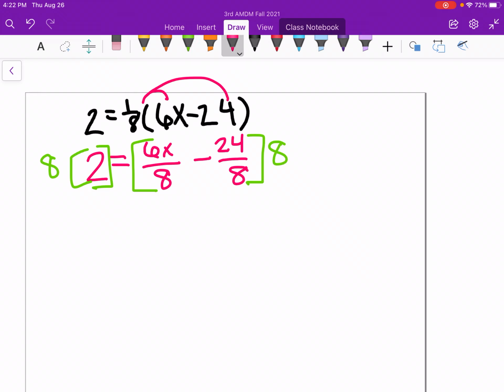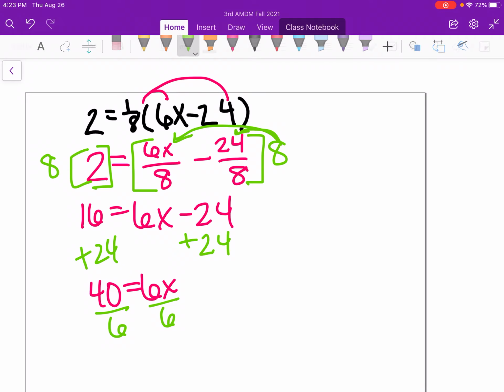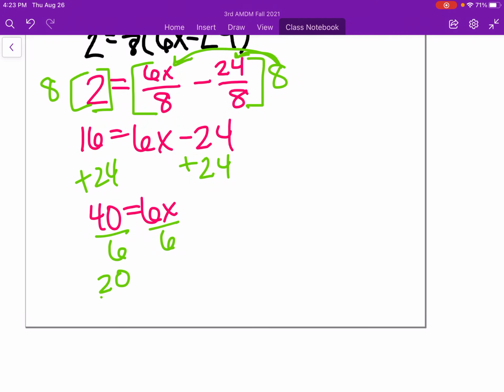And if I do that, 8 times 2 is 16, and when I distribute this, it gets rid of the denominator. So I get 6x minus 24. And now I have just a regular linear equation that I can solve, where I add 24 to both sides, and I get 40 equals 6x, divided by 6. And 40 divided by 6 is 6 2/3. This needs to be an exact answer, so this is actually going to be 20/3.